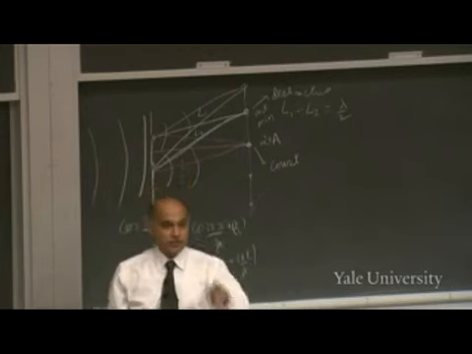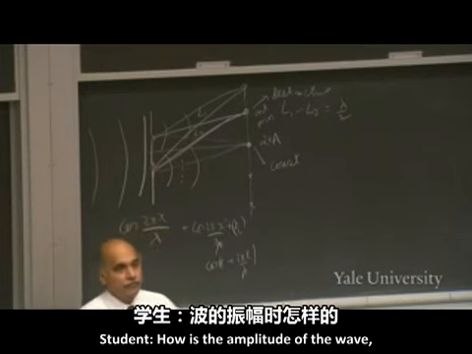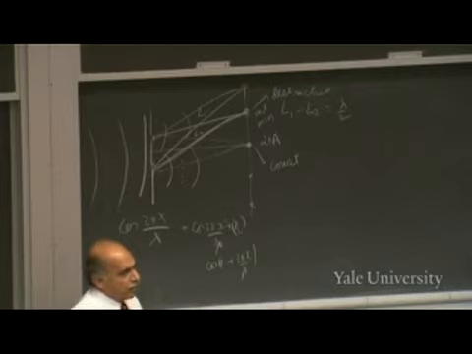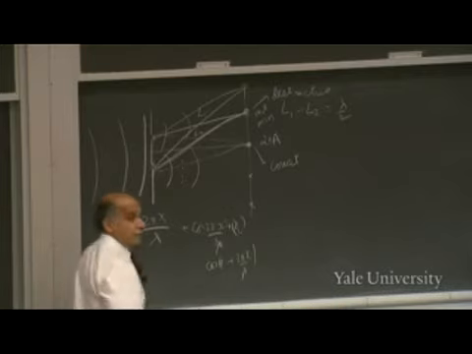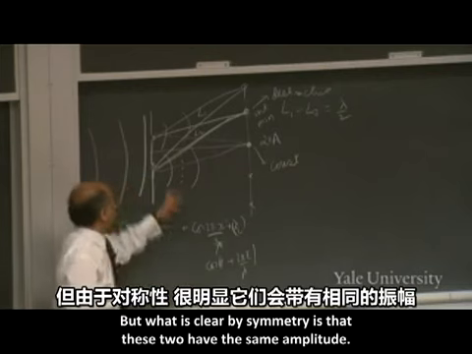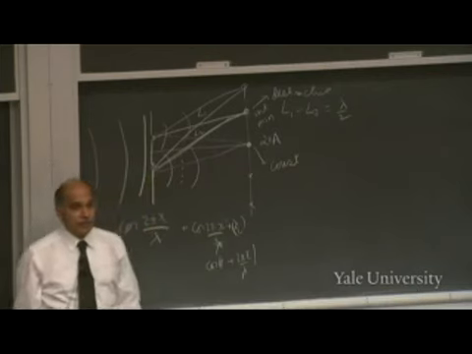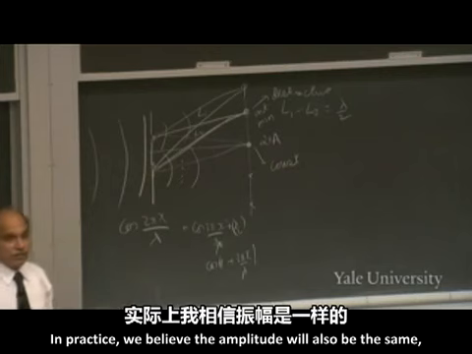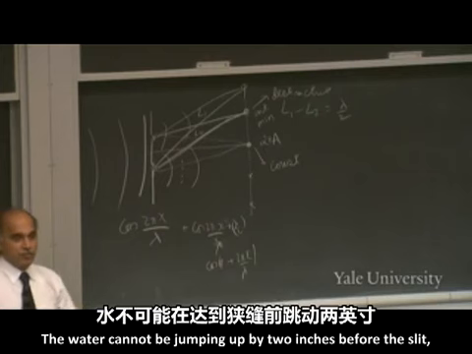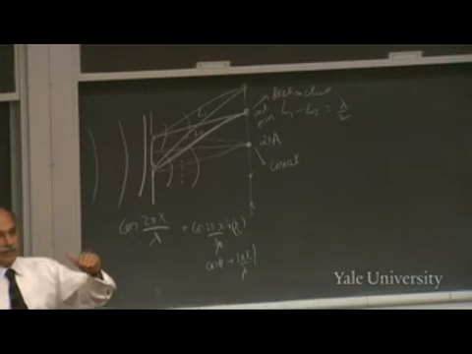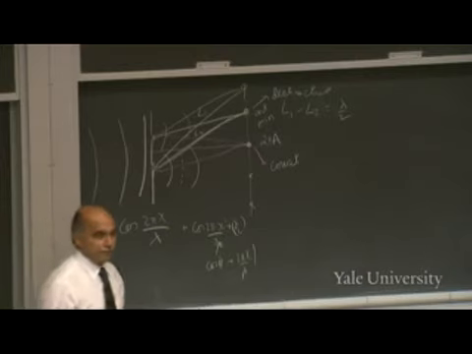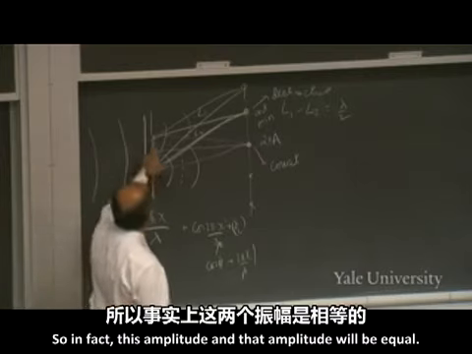Yes? How is the amplitude of the waves before the slits related to the amplitude of the waves after the slits? It could be, it need not be the same. It all depends on the aperture and so on. But what is clear by symmetry is that these two have the same amplitude. In practice, we believe the amplitude will also be the same, because amplitude has to be continuous when you go through a slit. The water cannot be jumping up by 2 inches before the slit and suddenly on the other side jump to a different length. So amplitude is always continuous. So in fact, this amplitude and that amplitude will be equal.